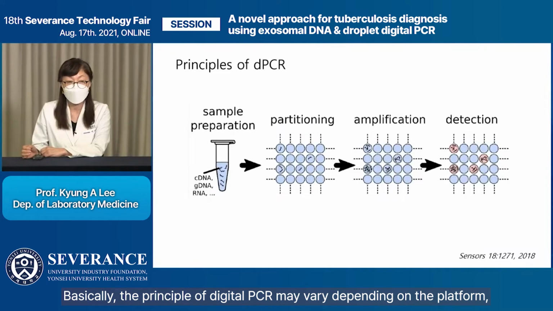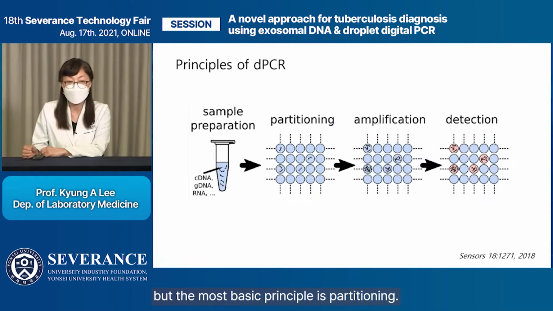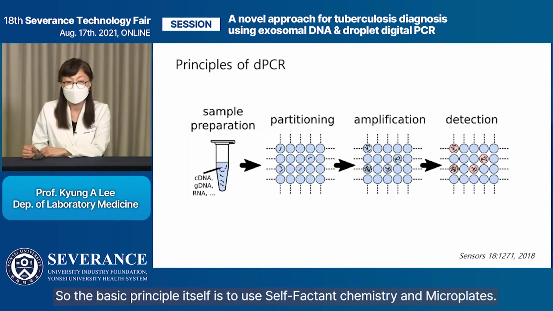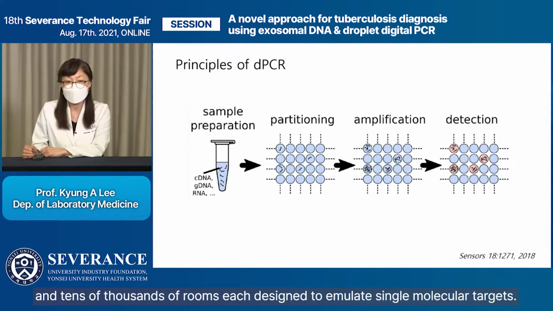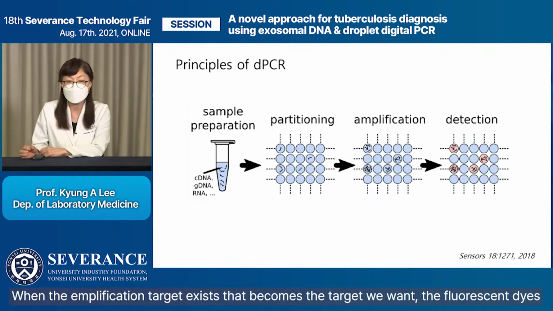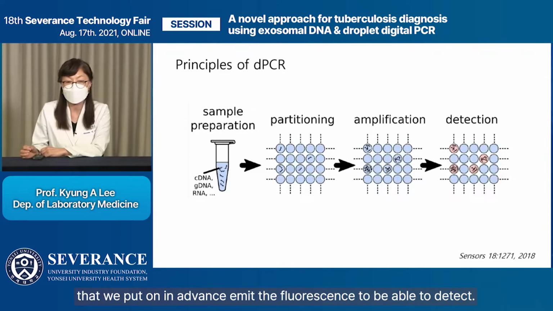Basically, the principle of digital PCR may vary depending on the platform, but the most basic principle is partitioning. The basic principle itself is to use self-acting chemistry and microplates. In fact, we can consider it as a PCR mixture divided into a small chamber with tens of thousands of rooms, each designed to emulate single molecular targets. When the amplification target exists, it becomes the target we want. The fluorescent dyes that we put in advance emit fluorescence so that we can detect it.